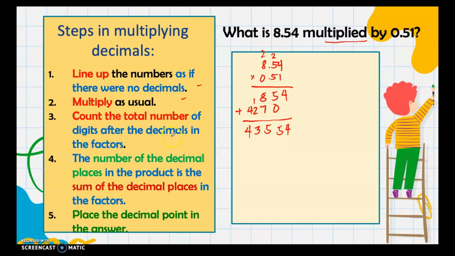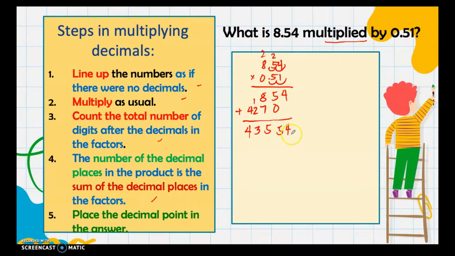Next step is count the total number of digits after the decimals in the factors. Okay, so we count the decimal places in the factors. We have 1, 2, then here's the decimal point, 3, 4. You may continue that. Then, the number of the decimal places in the product is the sum of the decimal places in the factors. So we have counted 4 decimal places.